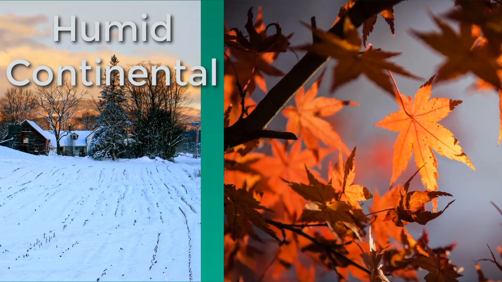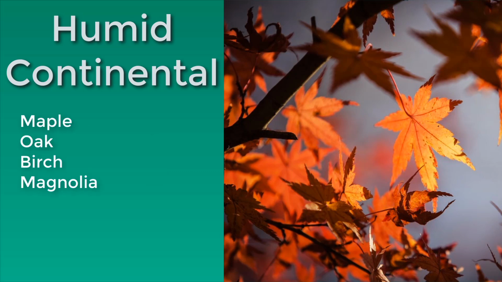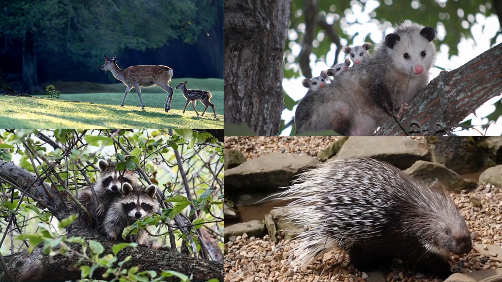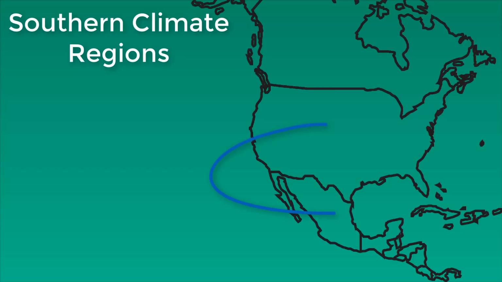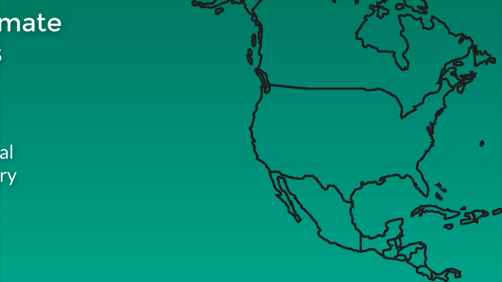The prevailing ecosystem here is the mid-latitude deciduous forest, also known as the temperate deciduous forest, home to hardwoods like maple, oak, birch, and magnolia, and animals like the white-tailed deer, raccoon, opossum, and porcupine. The southern half of the United States enjoys 4 more major climate regions not typically seen in Canada: the Mediterranean, the arid, the humid subtropical, and the tropical wet and dry.